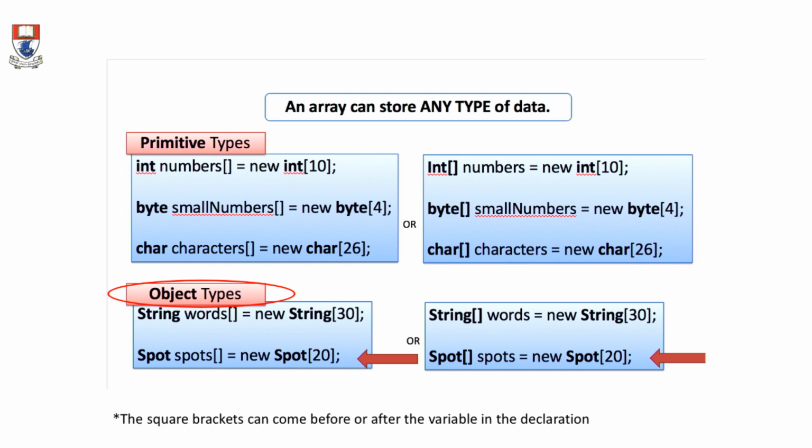One of the questions that came up on the forum, so we thought we'd highlight some issues, was around the square brackets. You can have your square brackets either after the variable name, as we see on the left hand side here. All of the variables, spots, words, characters, small numbers, numbers, have square brackets after the variable name, but you can also include them before the variable name, after the data type. So we're seeing square brackets before the variable names on the right hand side. You can use either, and that was one of the many questions that we got from you on Slack.